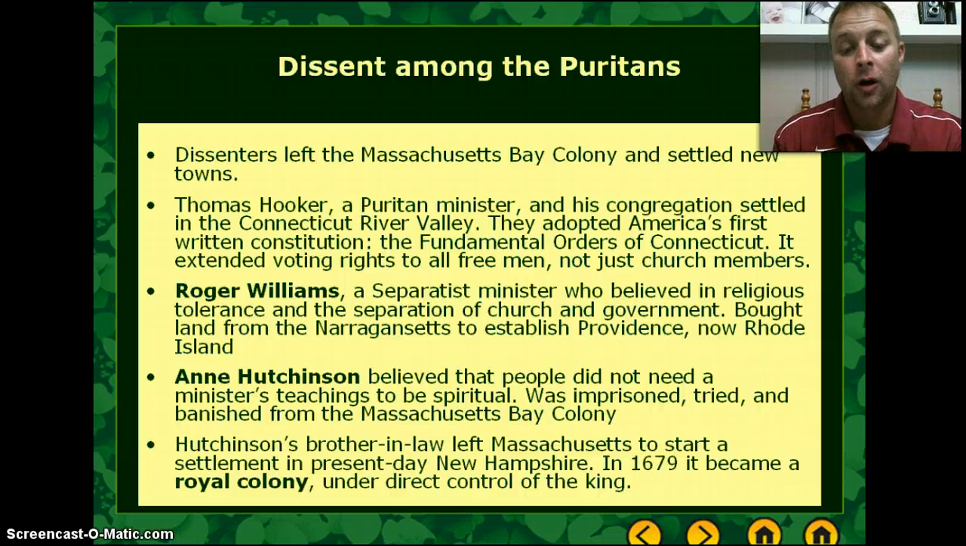Now, her brother-in-law leaves Massachusetts as well during the same time, and they start a settlement in what is now known as New Hampshire. In 1679, it becomes a royal colony under the direct control of the king. So you see this spread of dissenters leads to the colonization of much of the rest of the East Coast.